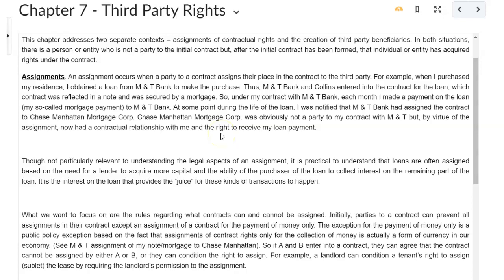I might add, though I don't have this in the notes, Chase Manhattan also, of course, received the duties M&T Bank had. The contract called for the bank to take so much out of my monthly payment to pay property taxes, to pay homeowners insurance, and so on. But now I'm sending my money each month not to M&T Bank, but to Chase Manhattan Mortgage Corporation.